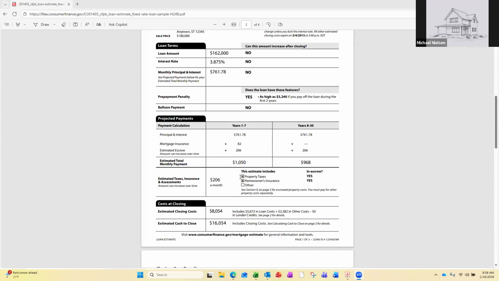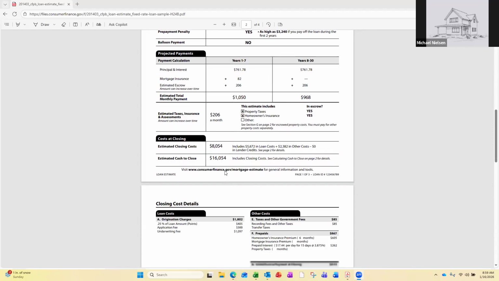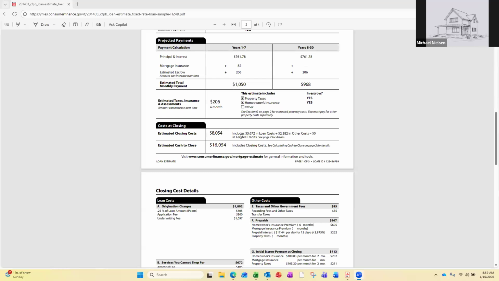Downfall of the loan estimate is it's doing a lot of the same math over and over again, right? And that's a complaint I get from a lot of clients. So kind of bear with it. And if you have questions, always feel free, like you can call estimated closing costs and then estimated cash to close, right? Which again, it's a lot of the same math you're doing in other ways, commingled together. It's not very efficient, unfortunately.